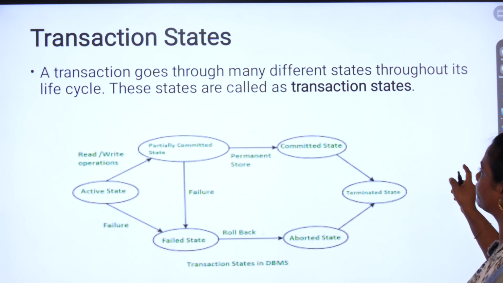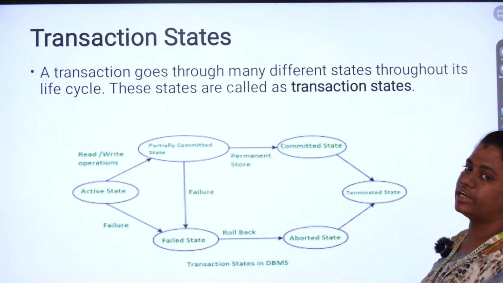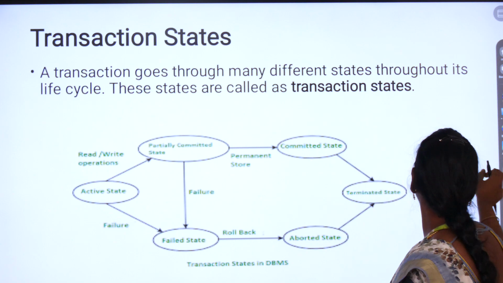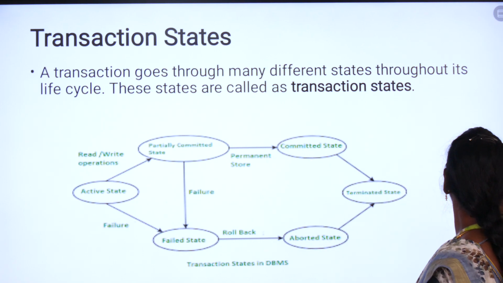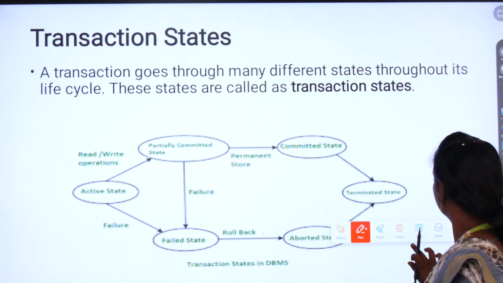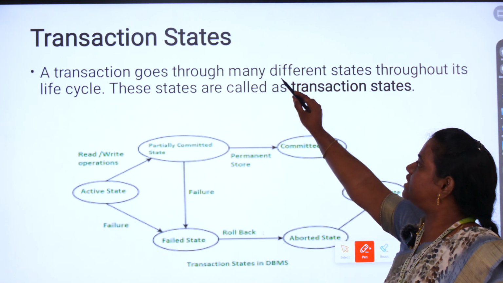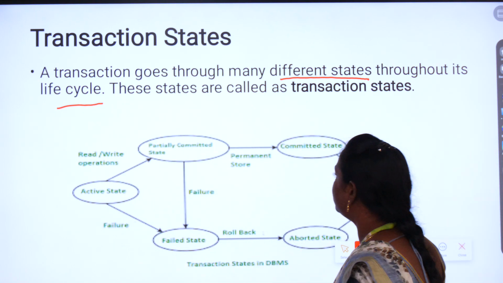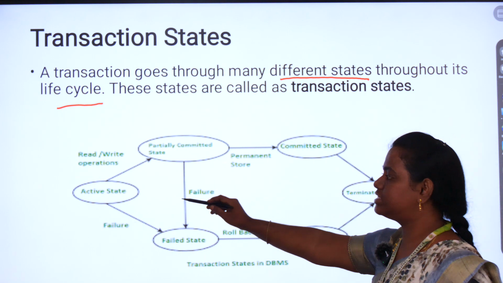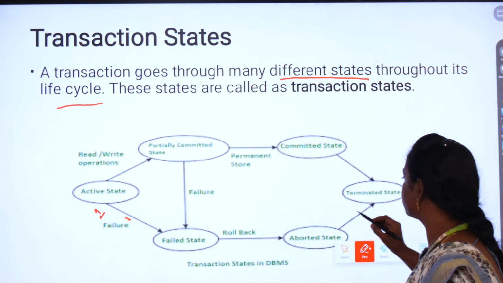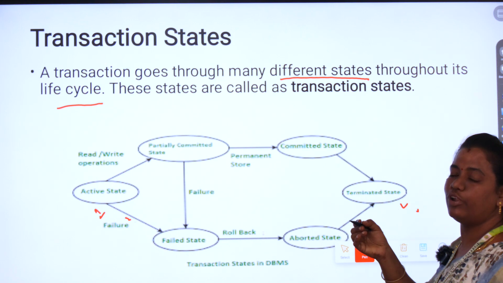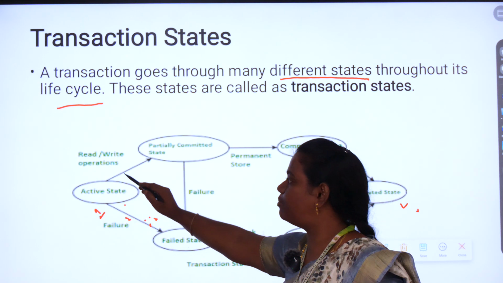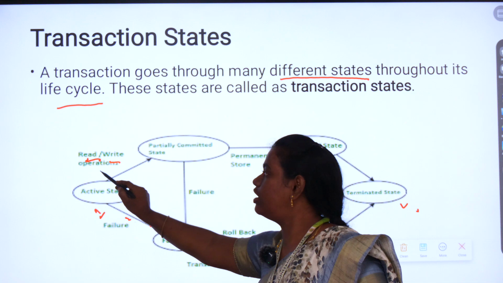And then next is your transaction state. For each and every transaction there are different states. Each transaction passes through different states throughout its life cycle. Your first state is the active state and your last state is the terminated state. Whenever you initiate any transaction, it first comes to the active state. In the active state it performs either read or write operations.